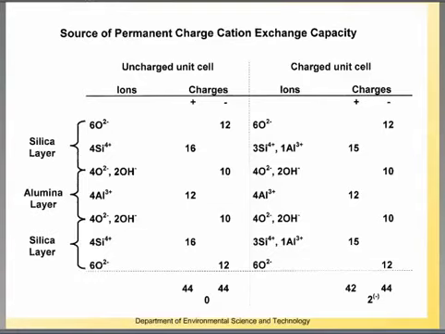Okay. So same way, this is a unit cell of a clay mineral. And it happens to be a 2-to-1 clay mineral because it has 2 silica layers and 1 alumina layer. All right? Remember we looked at the building blocks.